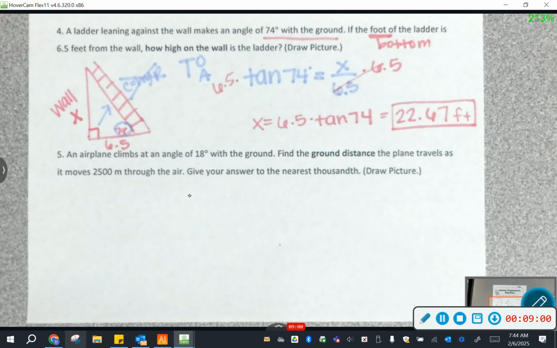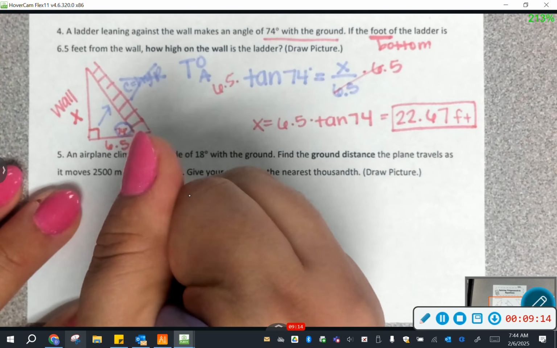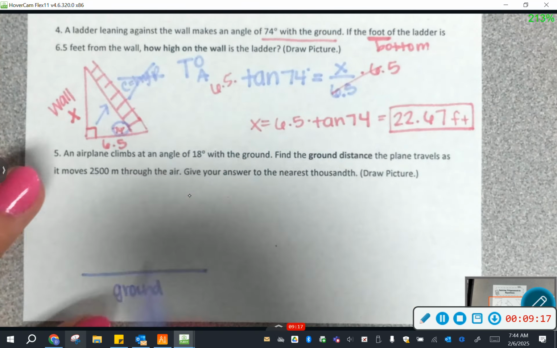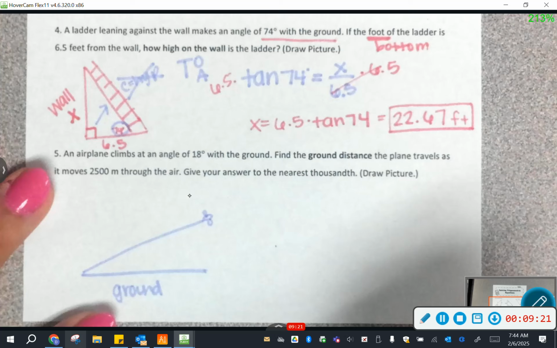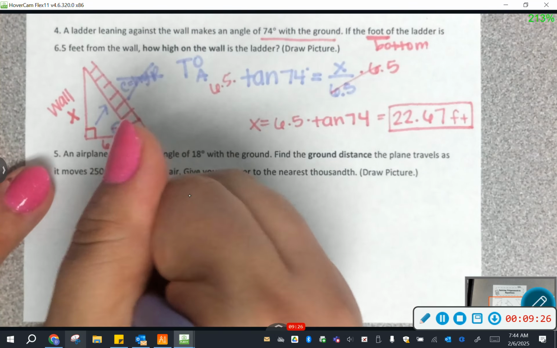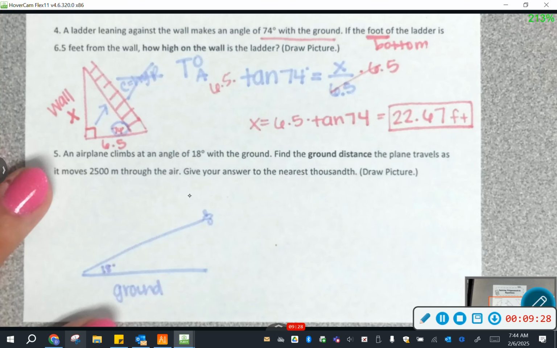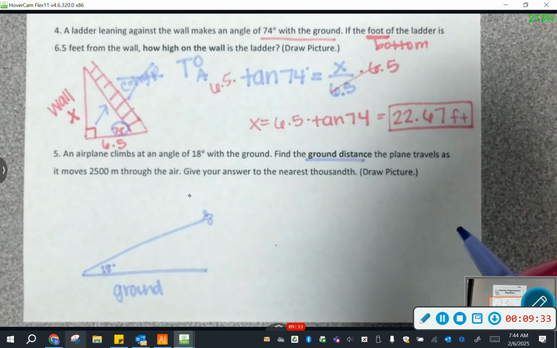An airplane. Oh my goodness. This happened yesterday in this class, right? An airplane climbs at an angle of 18 degrees with the ground. Wow. Here's the ground, and here's my airplane taking off. Where do I put the 18 degrees? With the ground. Find the ground distance the plane travels.